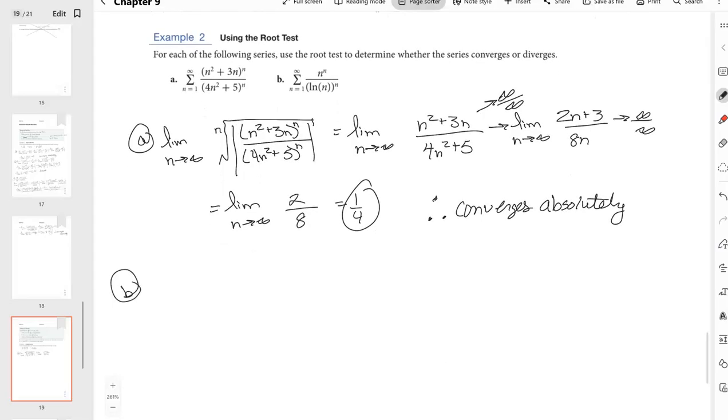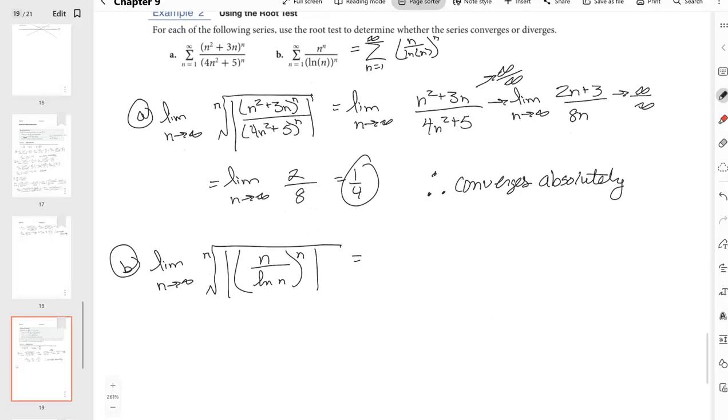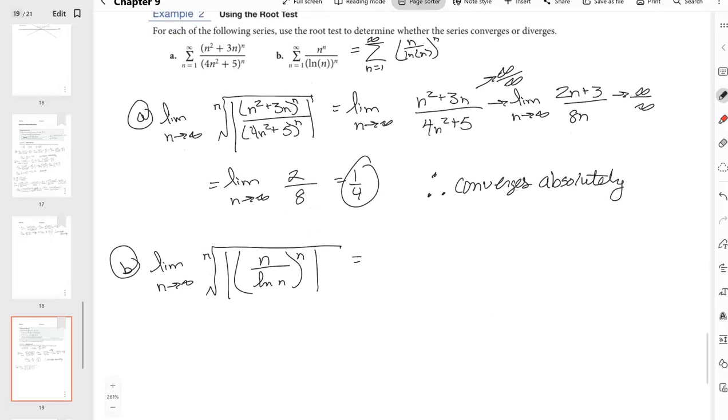Let's do the same thing for b. Notice the top and bottom are both raised to the nth power. So we really could think about the sum from n equals 1 to infinity of n to the n over ln of n to the nth, as just n over ln of n, and then that whole thing raised to the nth. So take the limit as n goes to infinity. Now we're taking the nth root of n over ln of n raised to the nth. We're looking at absolute value here. This is always going to be positive. So that nth root and that nth power cancel out.